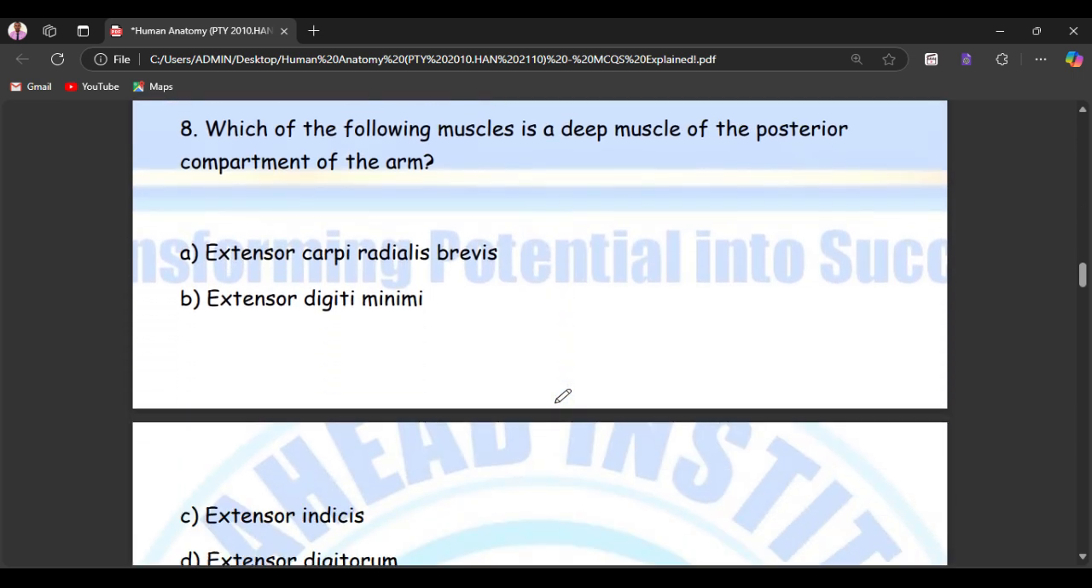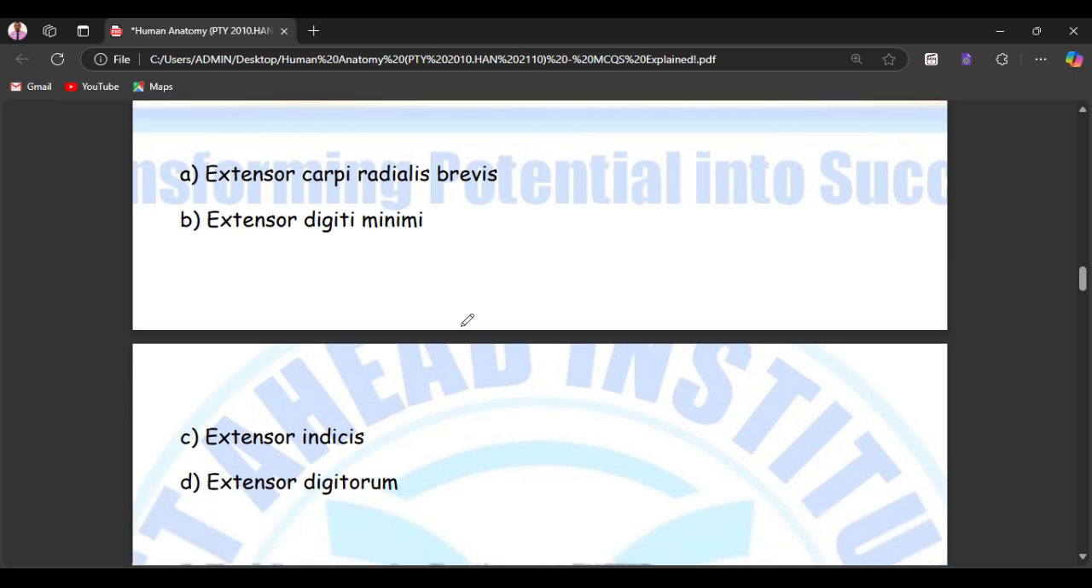We go to question number 8. Question number 8 says, which of the following muscles is a deep muscle of the posterior compartment of the arm? Our answer to this question is going to be C.